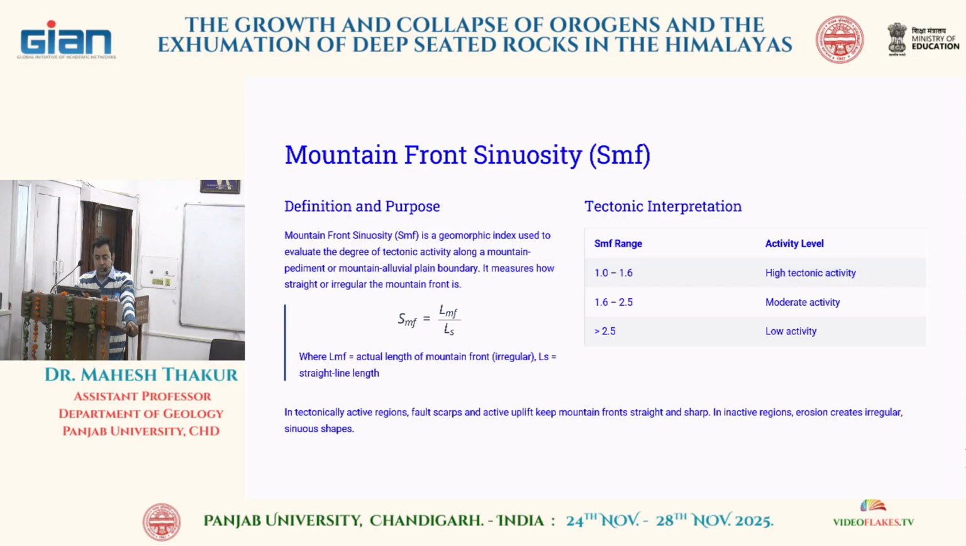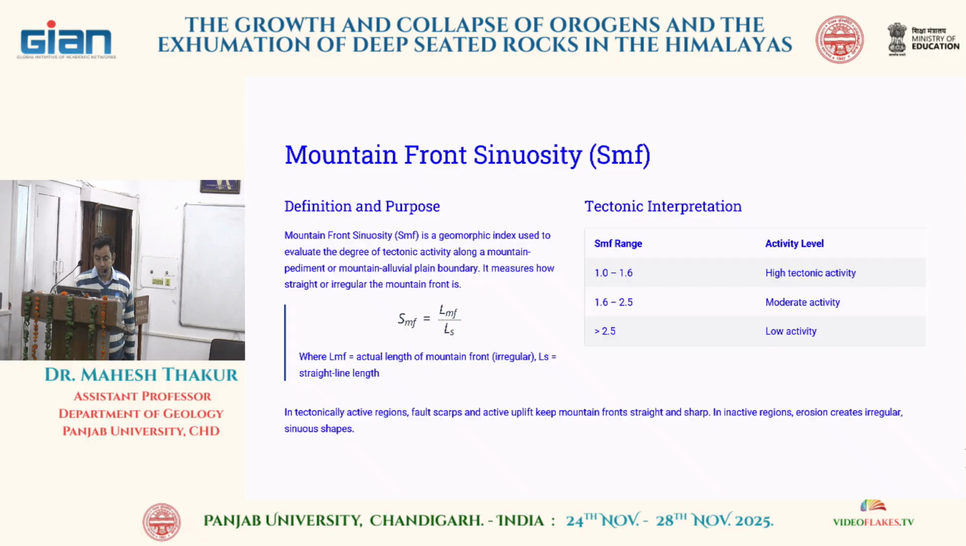And the tectonic interpretation is that a low value of Smf means high tectonic activity, a moderate value means moderate tectonic activity, and a high value means low activity. In tectonically active regions, fault scarps and active uplift keep mountain fronts straight and sharp. In inactive regions, erosion creates irregular, sinuous shapes.